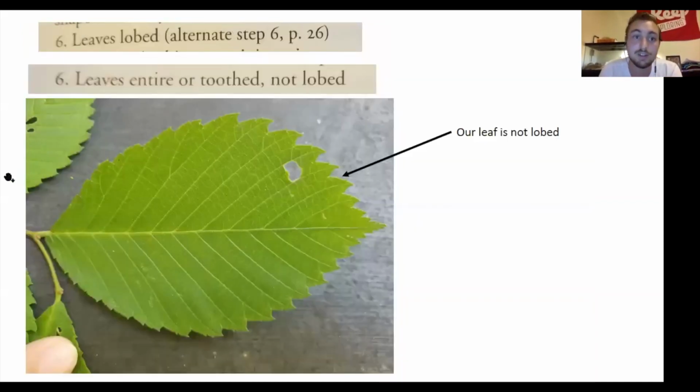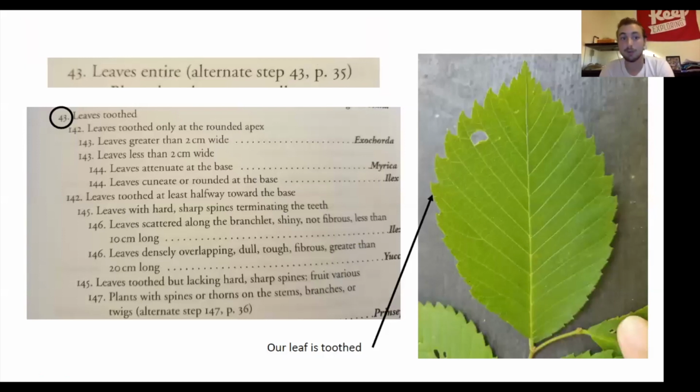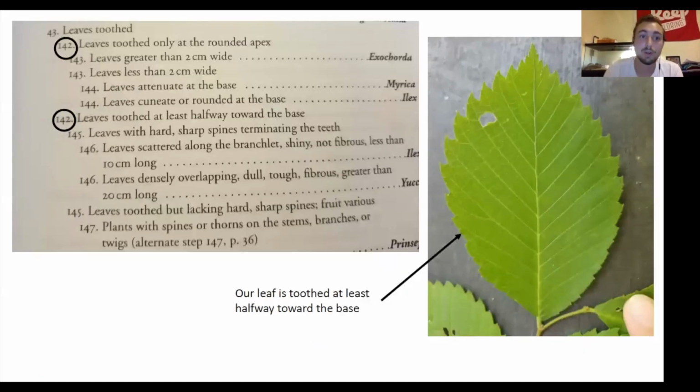We're asked if our leaves are lobed, or if they're entire or toothed but not lobed. Our leaf is not lobed. And then we skip all the way to 43, where it asks if it is entire or toothed. Our leaf is definitely toothed. So we go right below to 142. So it asks if leaves are toothed only at the rounded apex, so really only at the top here, or if it's toothed at least halfway toward the base, so at least halfway to here. We have teeth all along the edge of our leaf, so we're definitely going to choose the second, 142B.